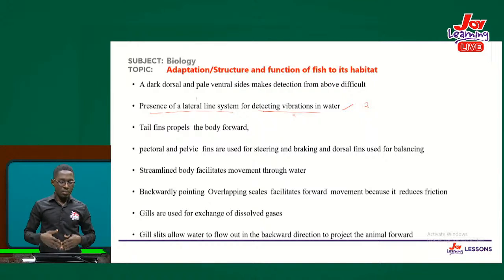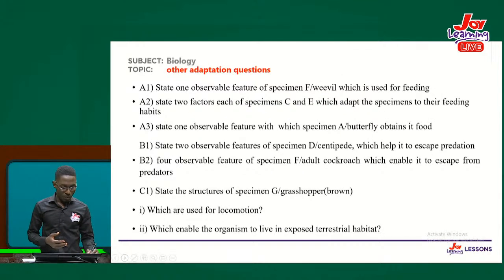Tail fin propels the body forward. A dark dorsal and pale ventral side makes detection from above difficult. So anything you mention, tell us its function. If they don't use the word adaptive features or adaptation, they'll use structure and function. So on your screen is just a sample of using a fish to illustrate this. Let's move on. We have a lot to do.